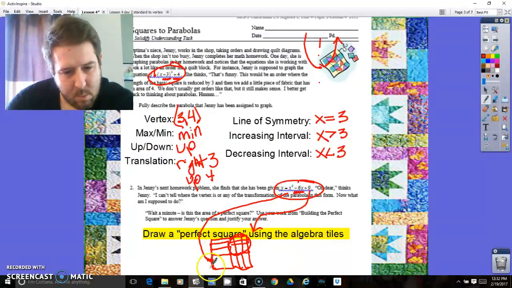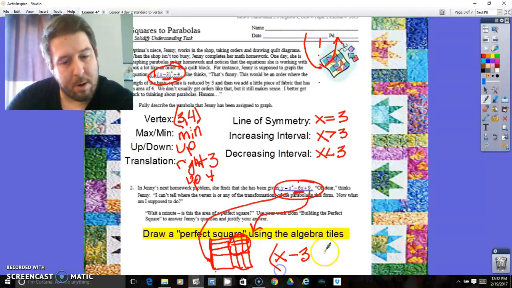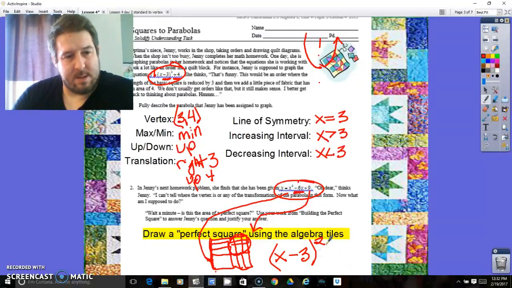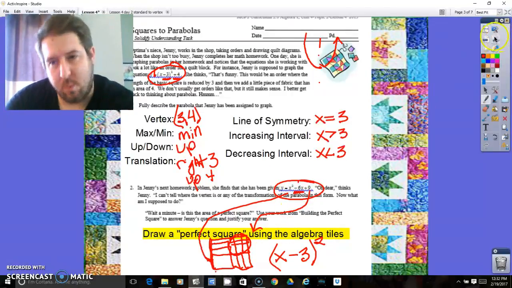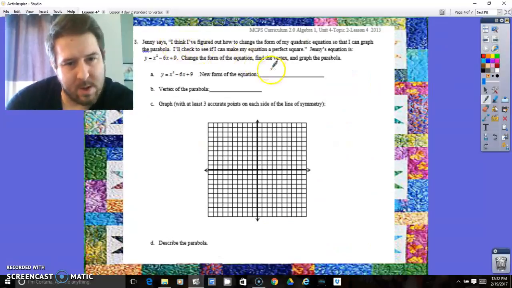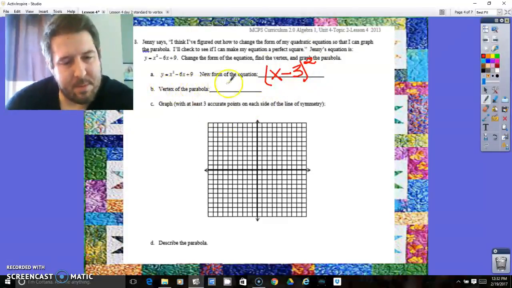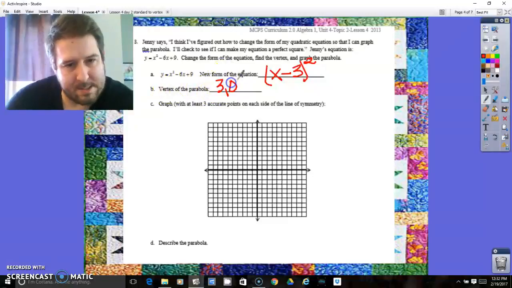Now, that makes the square exactly x minus 3 times x minus 3. So this is what we call a perfect square, because it is a perfect square. It's not a rectangle. It's x minus 3 squared. All right, so that was the answer to the next question, I believe. So this is x minus 3 squared. Now, if I want to write that in vertex form, what is the vertex of the parabola? That would be at 3, 0.